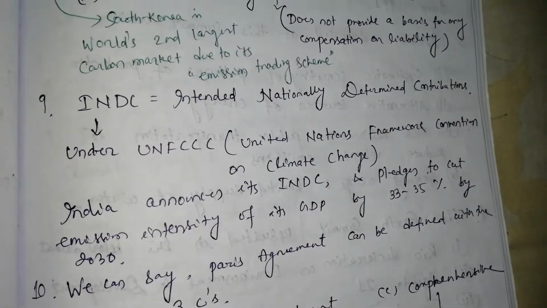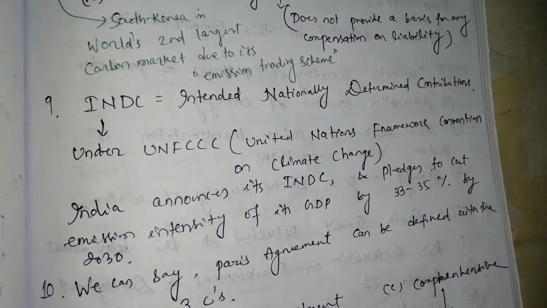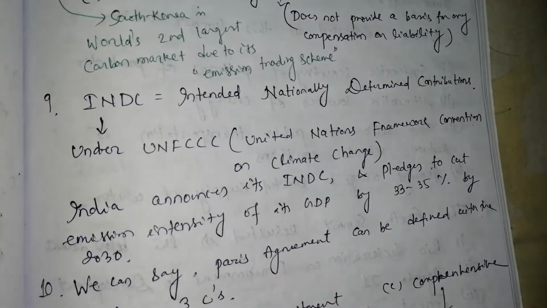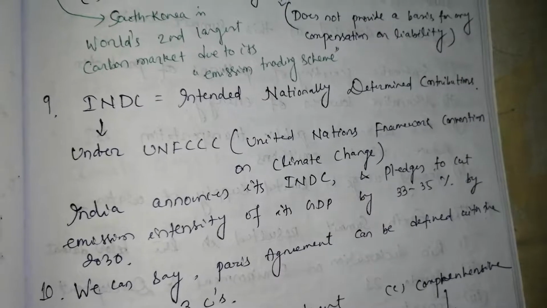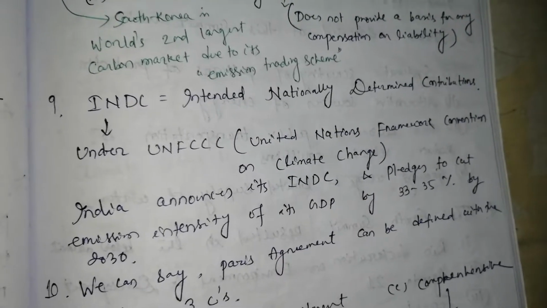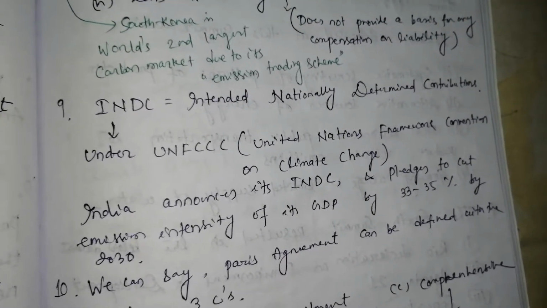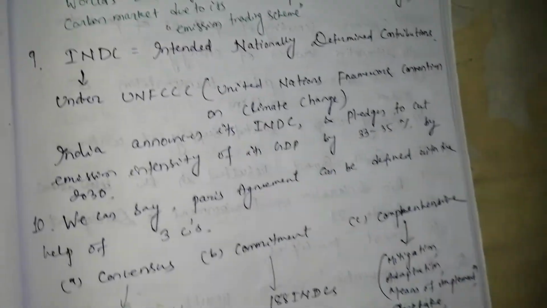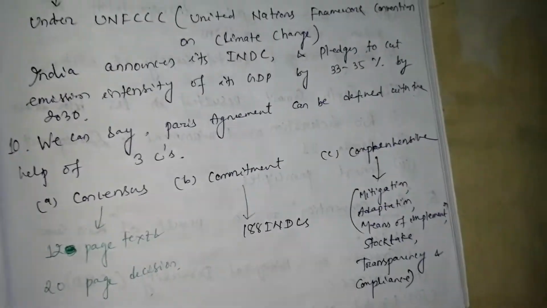India announces its INDC and pledges to cut emission intensity of its GDP by 33 to 35% by 2030, and this is a very welcoming step. Point number 10, the final point.